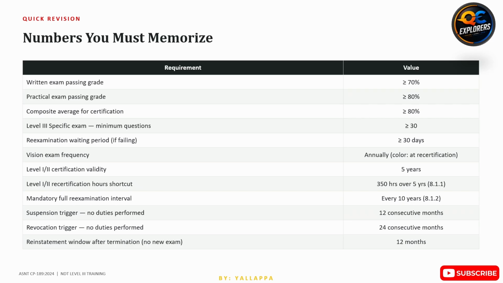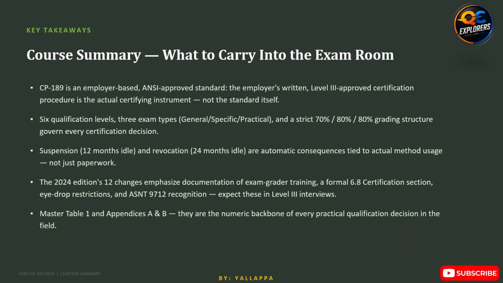Now, let's review the inactivity limit. If certified duties in a method have not been performed for 12 consecutive months, the certification is subject to suspension. If that inactivity continues for 24 consecutive months, the certification progresses to revocation.